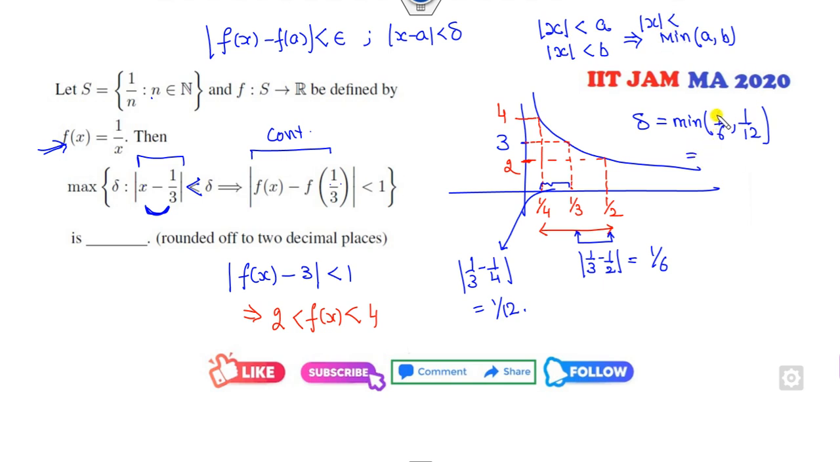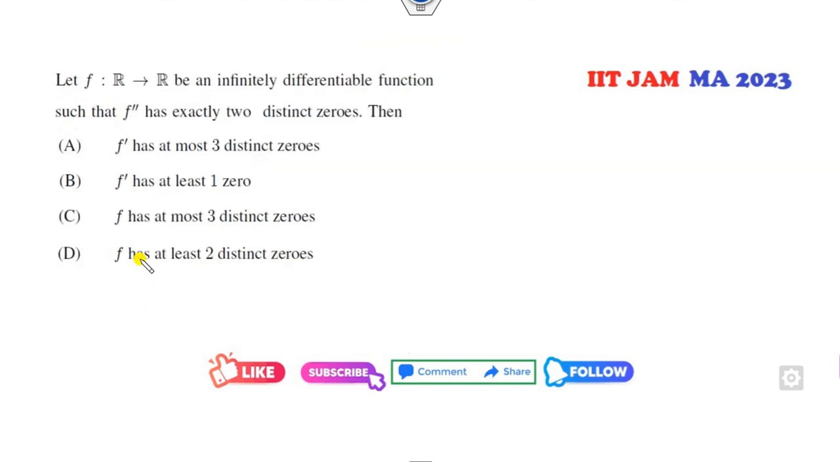So what is the minimum of this? It is my 2 over 12, so the answer is 1 over 12. If it is my greater than sign, then we have to take the maximum of this. So the right answer is 1 over 12.